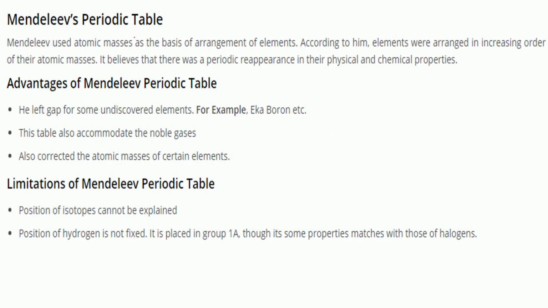Mendeleev periodic table. Mendeleev used the atomic masses as the basis of arrangement of the elements in the table. According to Mendeleev, elements are arranged in the increasing order of their atomic masses. He believed that there was a periodic reappearance, so after some time there is a reappearance of physical and chemical properties.